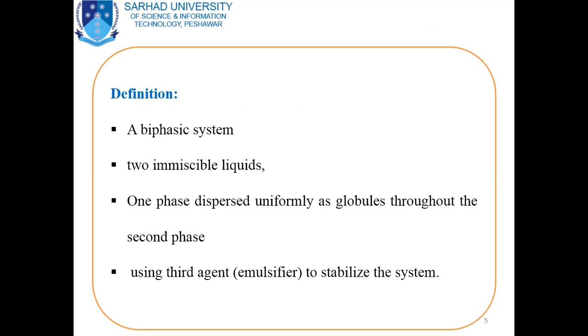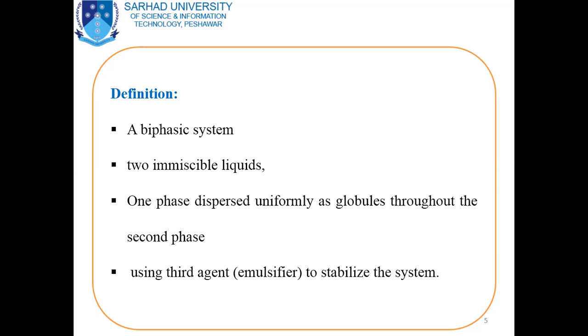An emulsion is a biphasic system consisting of two immiscible liquids. Immiscible liquids are not blendable or not mixable. If we add water to oil or oil to water and want to mix it, it is impossible to mix these two liquids because of the immiscible nature of these two.